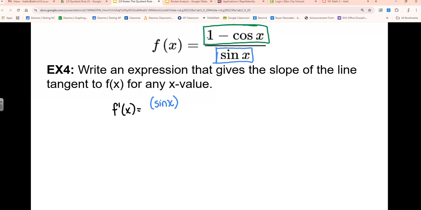What's the derivative of 1? 0. It goes away, right? So I really just have the derivative of negative cosine x. What is the derivative of negative cosine x going to be? The derivative of cosine is negative sine x. If I throw that extra negative in front of it, it's going to be a positive sine x.